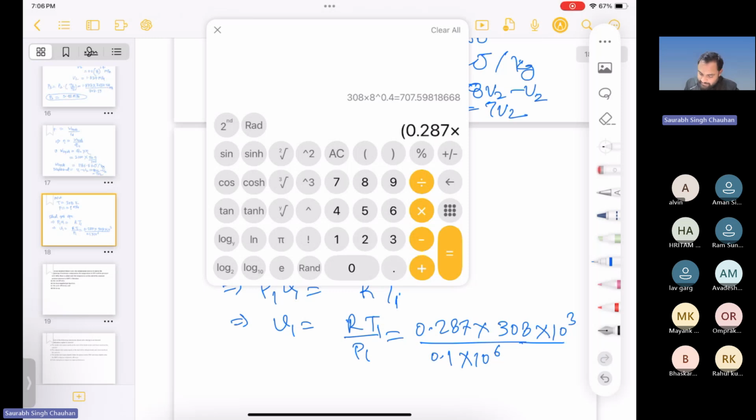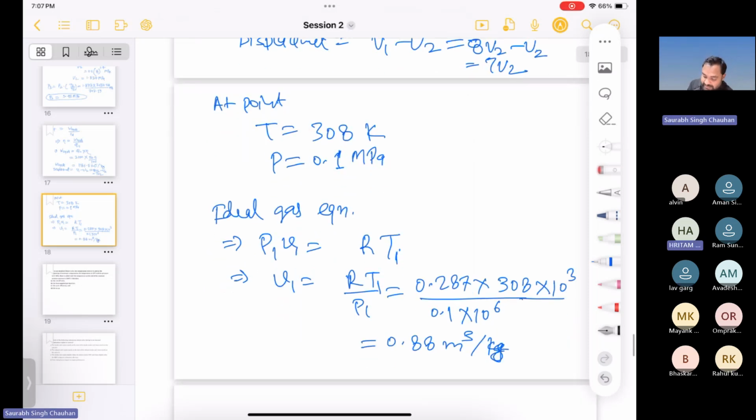0.287 times 308 times 100 gives 0.88. What is its unit? Meter cube per kg. Yes, sir, meter cube per kg.